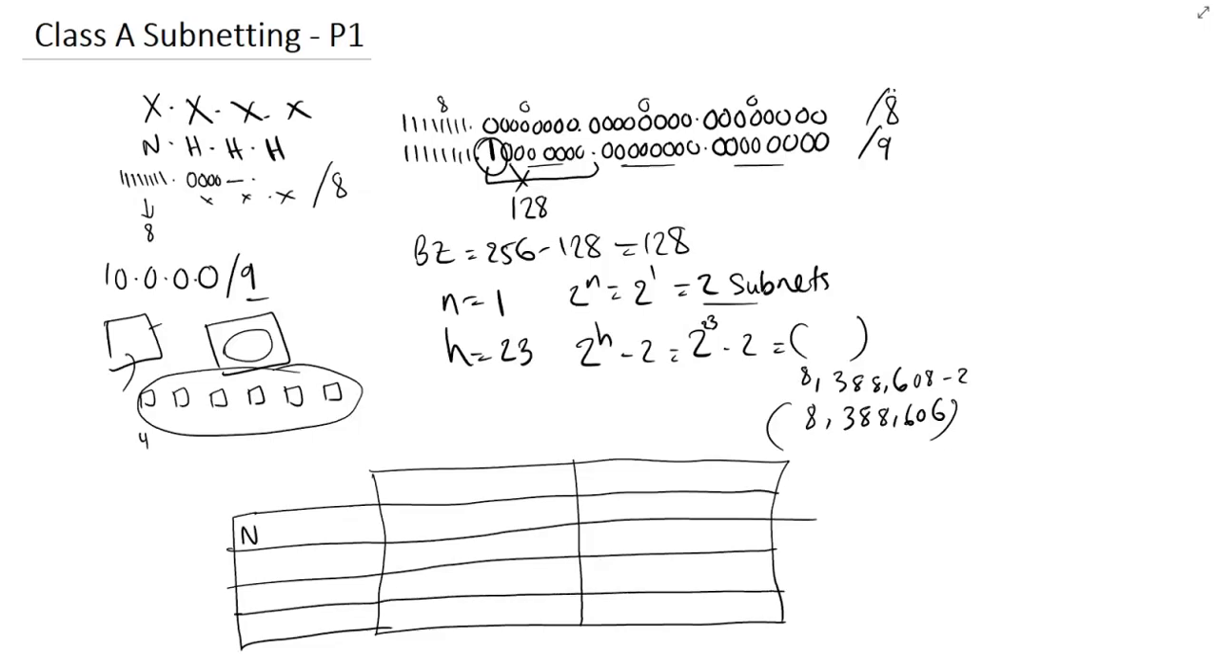So this one we call the network address. And this is the broadcast address, the last IP address, I mean. And then maybe this is your first valid, last valid, like that.